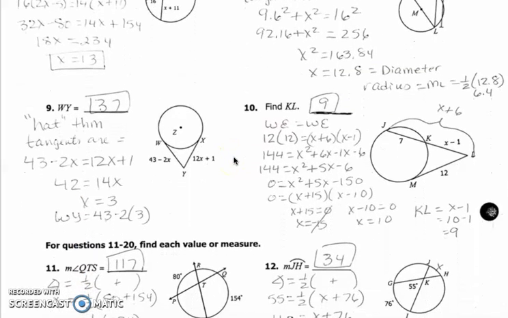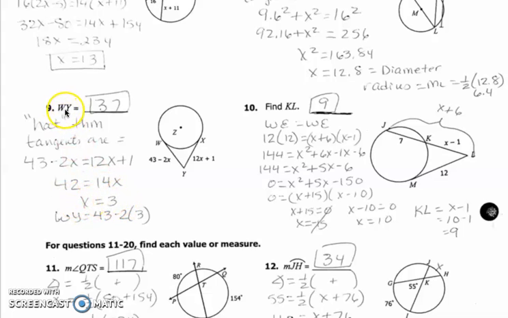Number 9 is my hat theorem. Remember, if I have two tangents that meet at an external point, they are equal to each other. So all I did was set them equal. 43 minus 2x equals 12x plus 1. I add 2x to this side and I get 14x. I subtract 1 and I get 42. Divide by 14 and I get x equals 3.